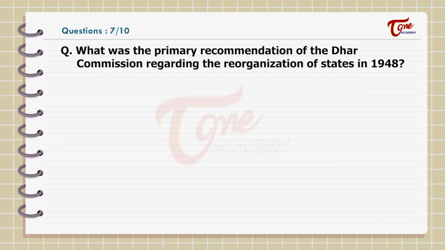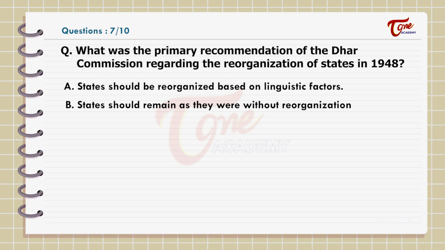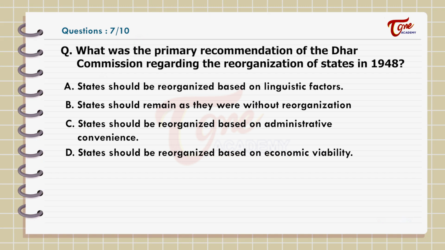What was the primary recommendation of the Dhar Commission regarding the reorganization of states in 1948? Options: A. States should be reorganized based on linguistic factors. B. States should remain as they were without reorganization. C. States should be reorganized based on administrative convenience. D. States should be reorganized based on economic viability. The correct answer is option C.